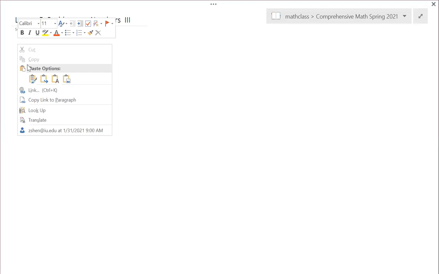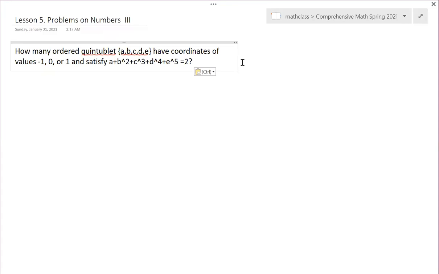We'll continue to study some problems in number theory. This is a problem I want to begin with. I think this is one of the homework problems.